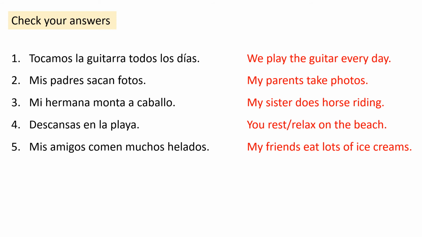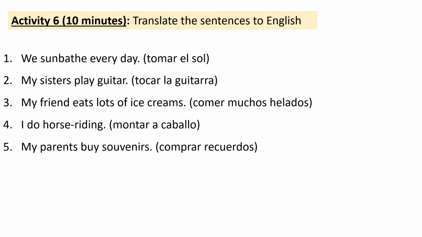Well done, Year 9. Okay, so now we're going to take our practice to the next level and translate the following 5 sentences into Spanish. But don't worry, we're going to do the first couple all together. And I've given you the vocabulary with the infinitive after each sentence. So, número 1, we sunbathe every day. So I've given you the vocabulary with the infinitive tomar el sol.